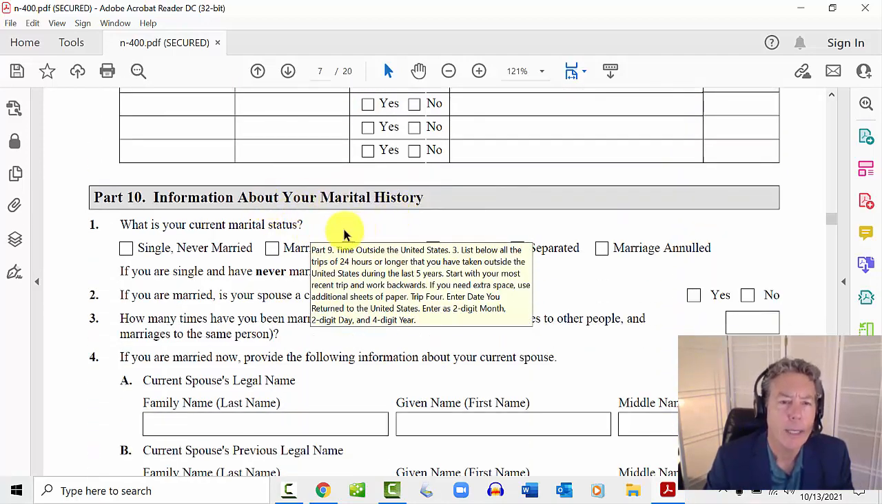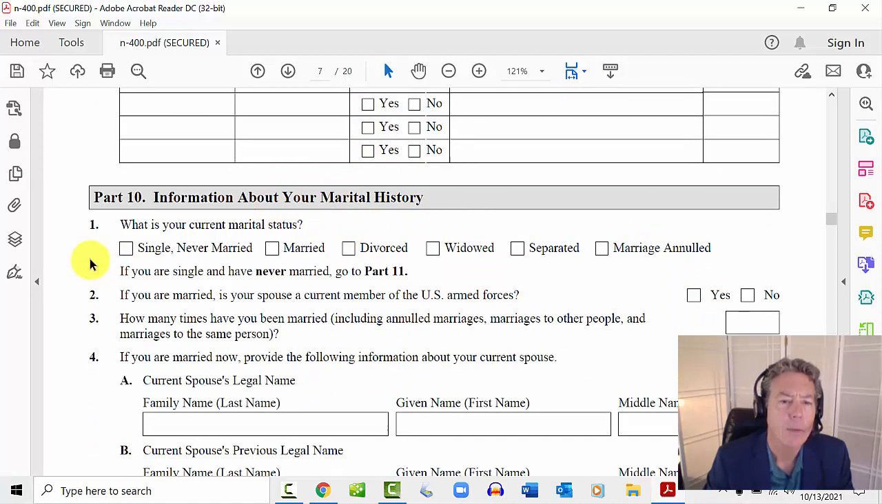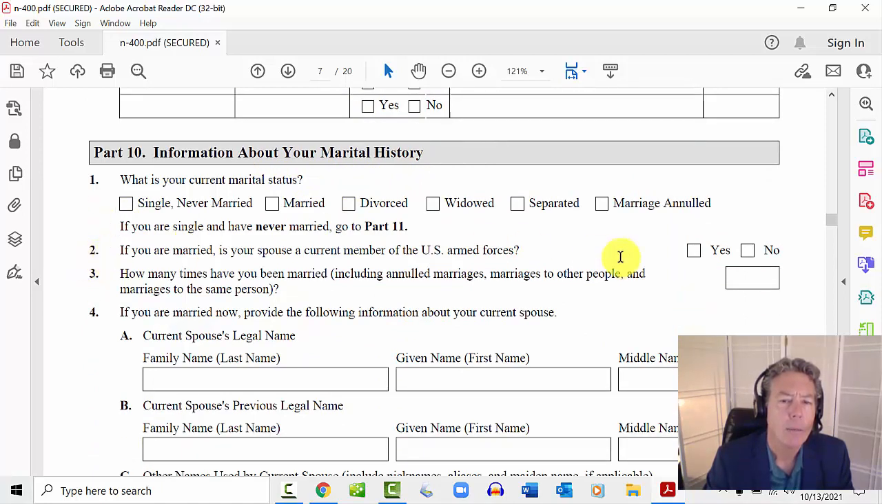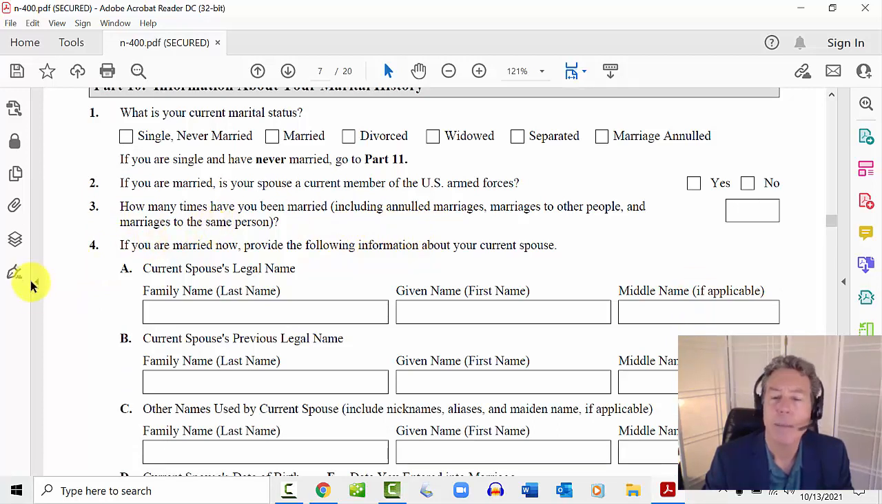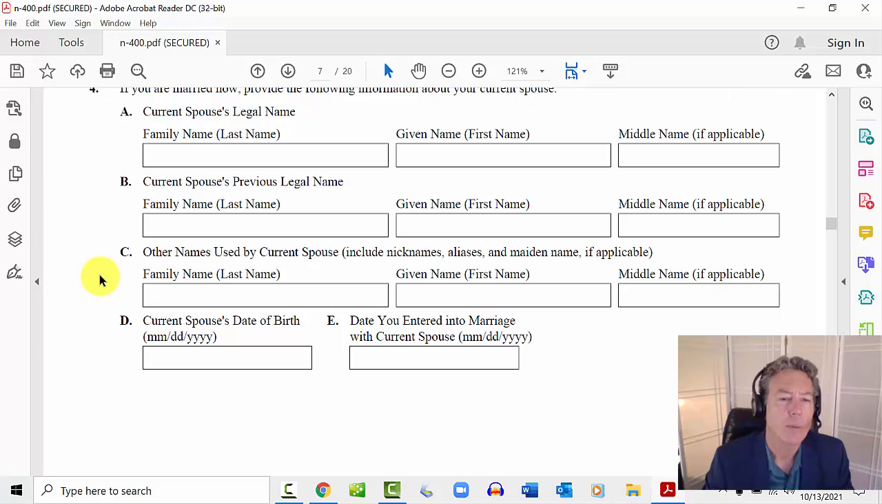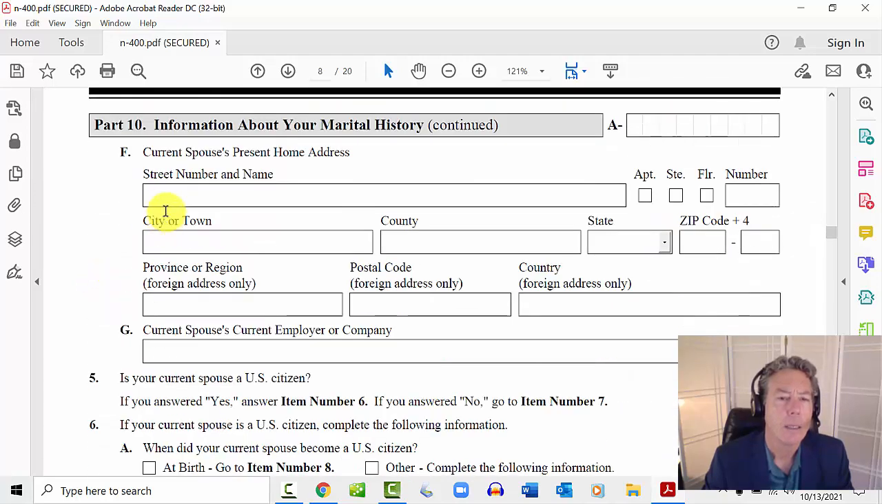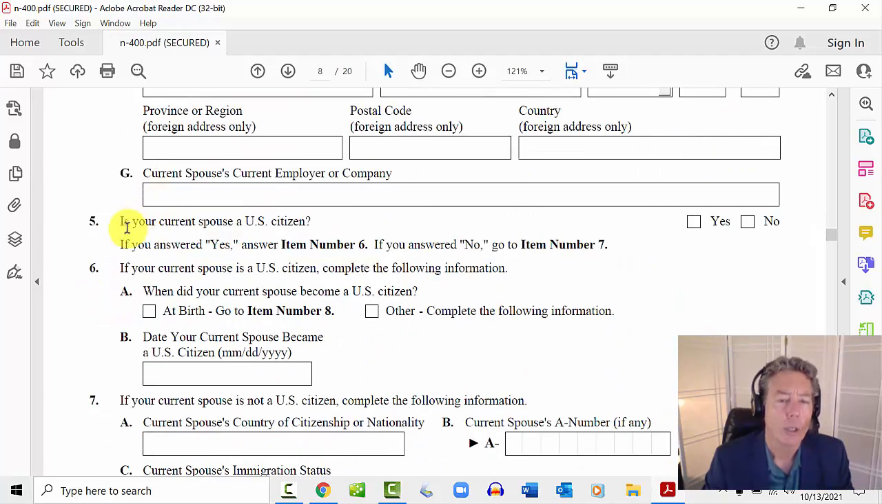Information about your marital history, obvious. If you're married, member of the armed forces, and then how many times you've been married. And you're going to include the annulled marriages and marriage to the same person, which does happen. If you're married now, current spouse, put that all in. Is your current spouse a U.S. citizen? Answered yes. Answered number 6. Go to 7.